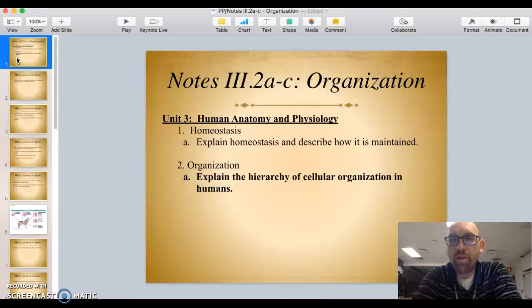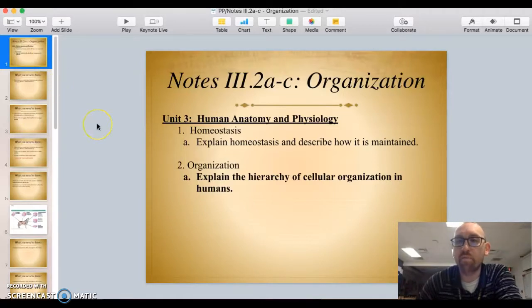Hello, BioB. So this is our notes for Unit 3, the Human Anatomy and Physiology unit. We finished homeostasis, which was Objective 1. So this is the notes slash lecture for organization. We're going to look at explain the hierarchy of cellular organization in humans. So how are living things organized? Hierarchy means kind of like from smallest to biggest or biggest to smallest.